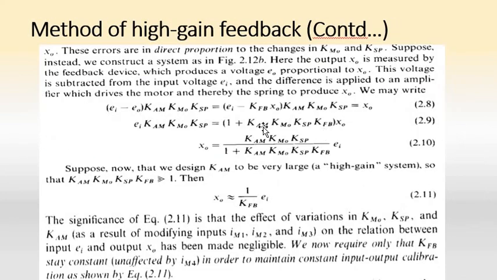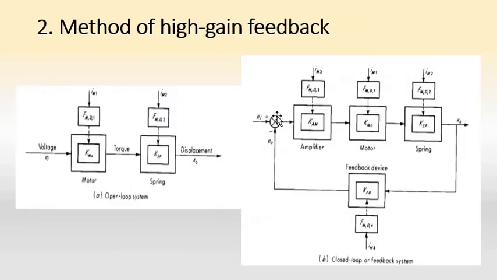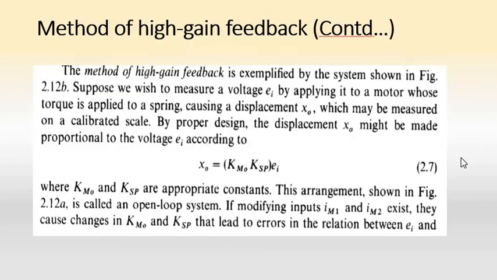From this relation we can find x naught in terms of EI and these gains. So we get this equation: x naught is equal to KAM KMO KSP divided by 1 plus KAM KMO KSP KFB, into EI. One more thing is done here: E naught is changed to KFB into x naught. You can see that E naught is equal to KFB into x naught, so it is changed here.